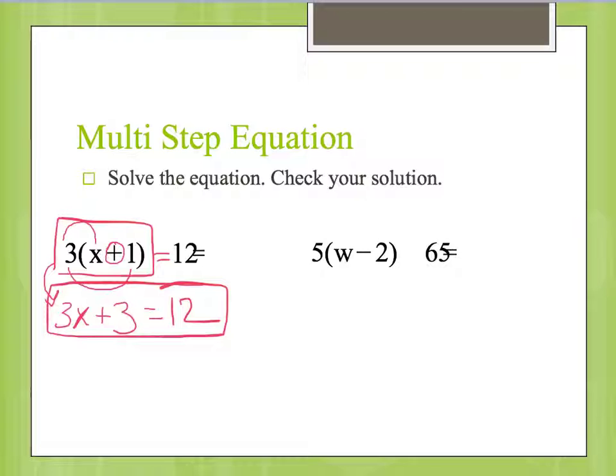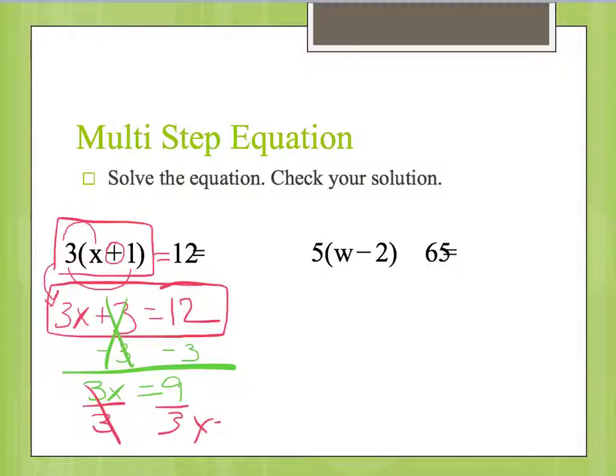I'm going to subtract 3 from both sides. 3x then would have to equal 9. 3's cancel out. 12 minus 3 is 9. Then I'm going to divide both sides by 3, which is the coefficient. X then is going to be equal to 3.